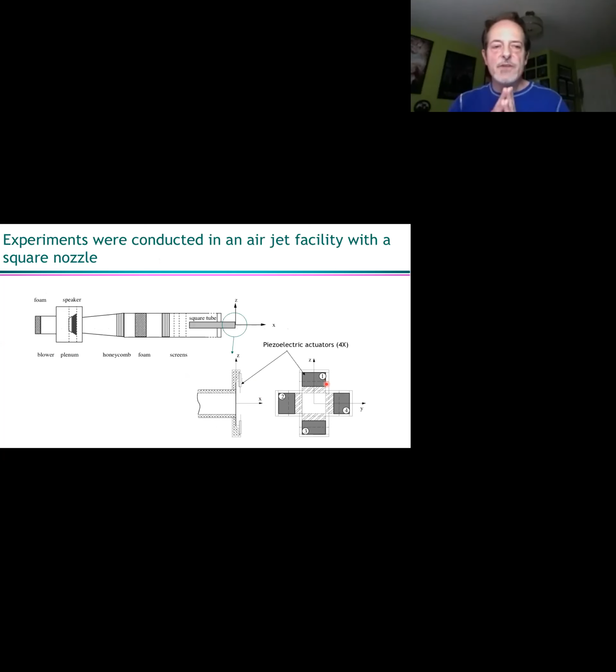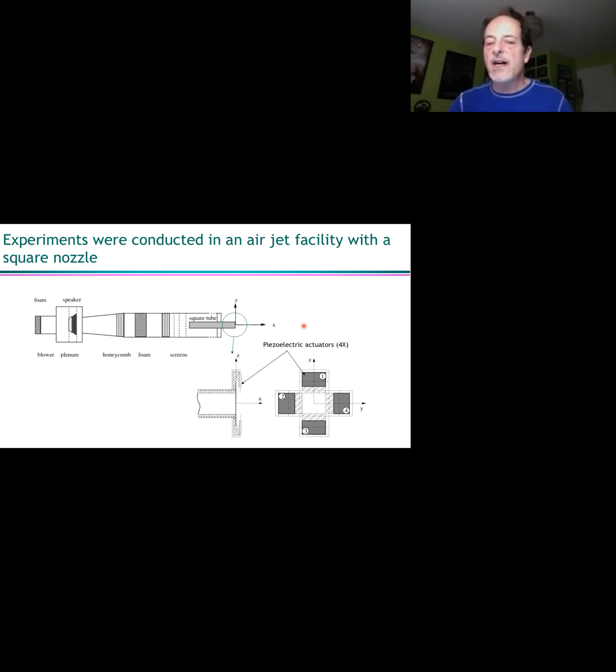Most of the experiments I'm going to talk about today were conducted in an air jet facility with a square nozzle. It's fairly standard in fluids labs across the country. You'll have some sort of a blower, foam, create a plenum. The speaker I didn't use, so I probably should have crossed that out. And then it's basically just a small wind tunnel. So I've got honeycomb, foam, more screen. This is all basically to make the flow as laminar as possible before it enters the square tube and then is basically expelled into the lab. This tube was about 1.5 inches square. So, just a small thing.